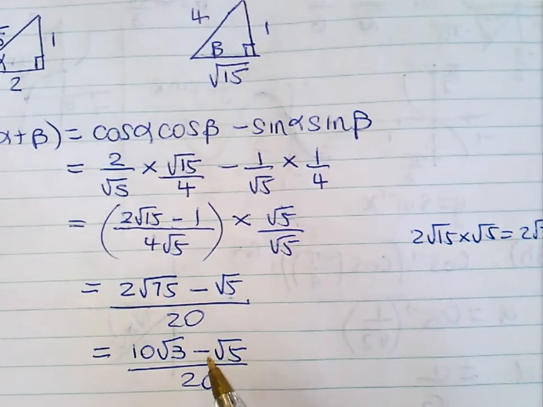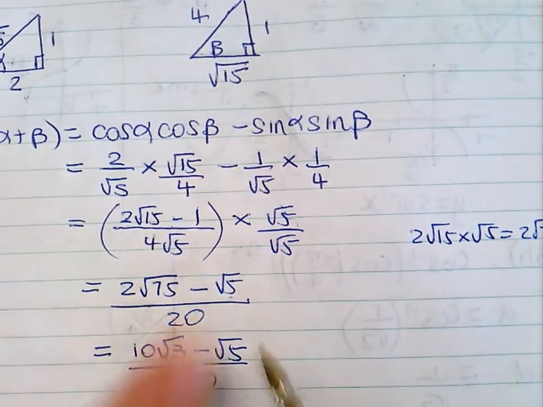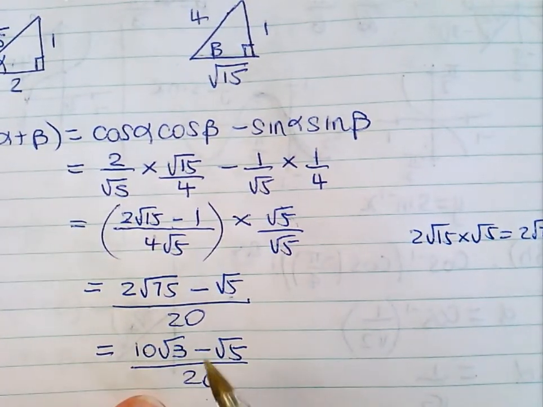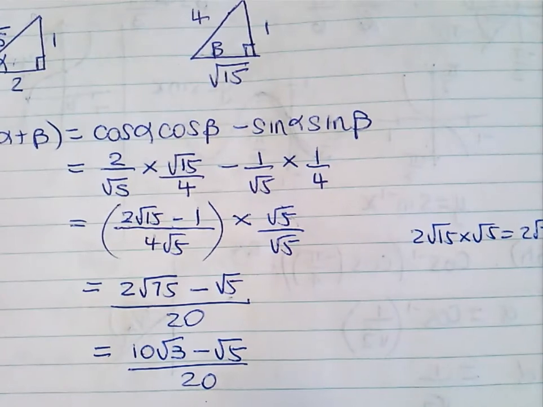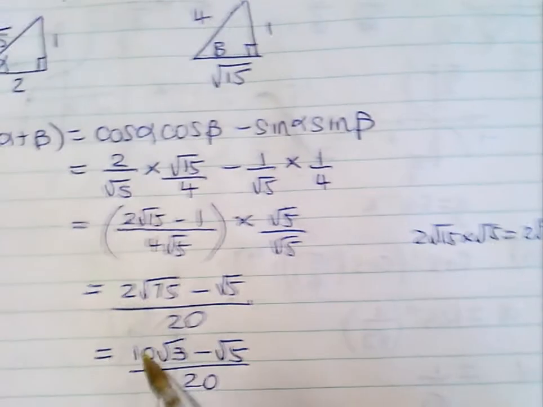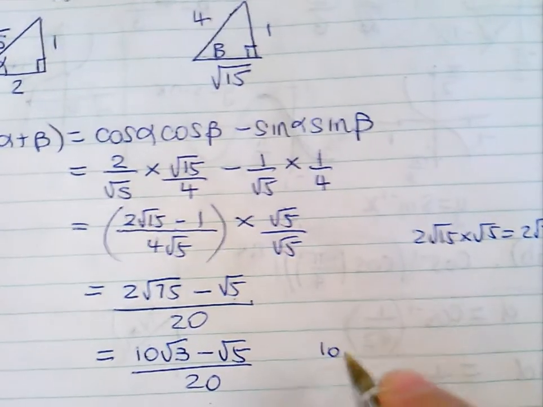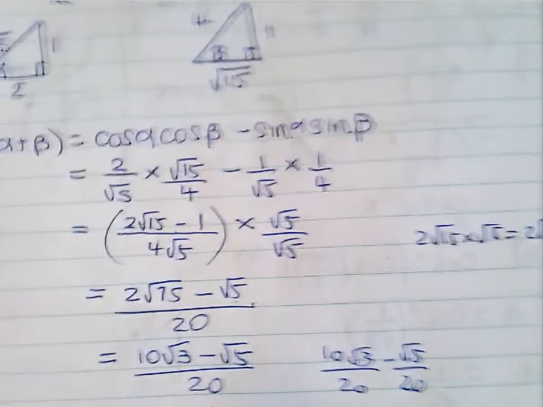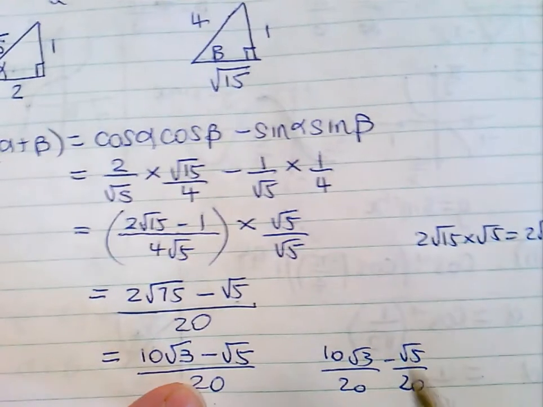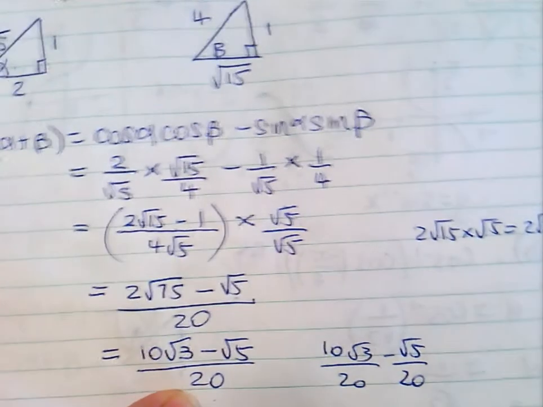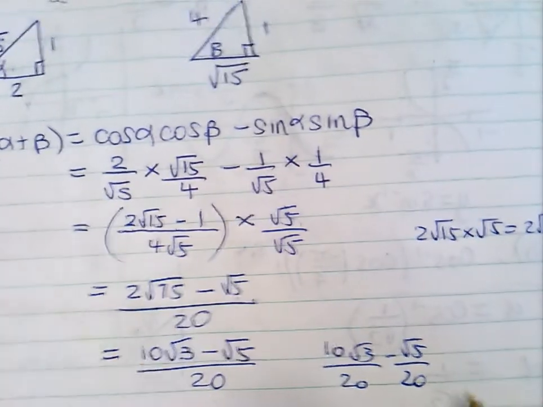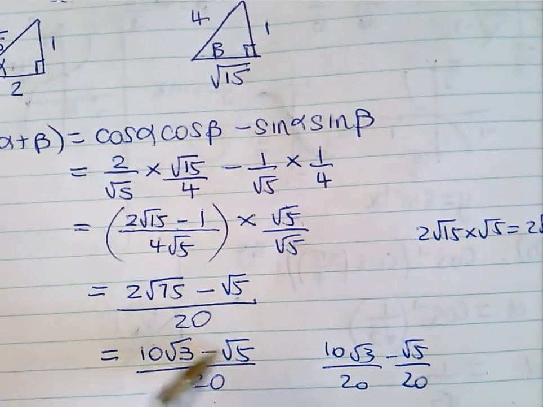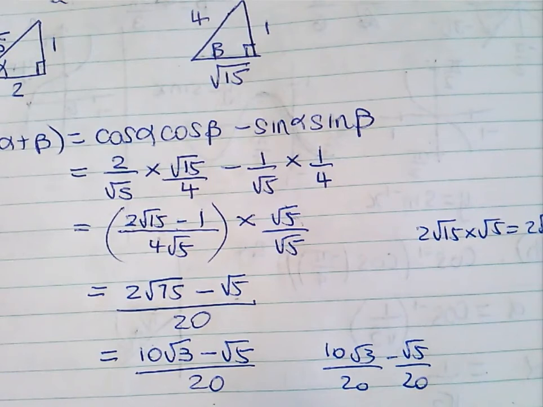There's nothing to cancel here because that 20 is common to both numerators. You said that was like 2 root 5, you could. Yes, that's right, you could, but you can't, because that's really 10 root 3 over 20 minus root 5 over 20. If you start playing with this denominator, poor little root 5 lost its denominator. So, no, don't cancel until there's something in common with both terms that can cancel.